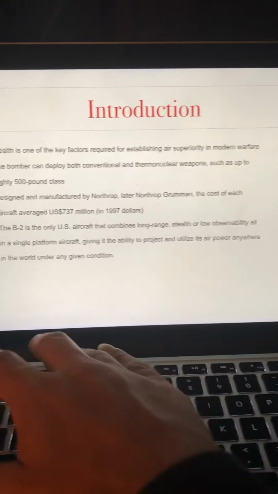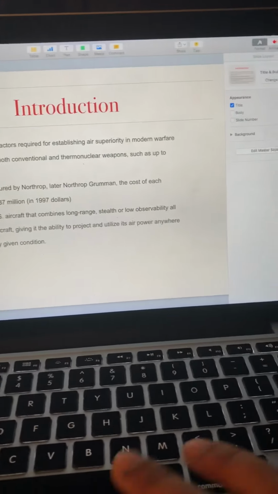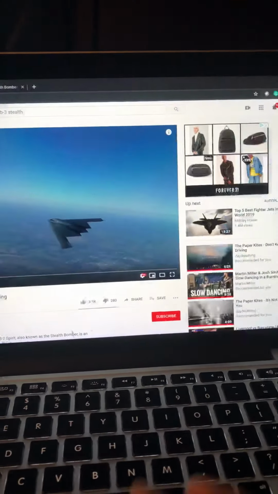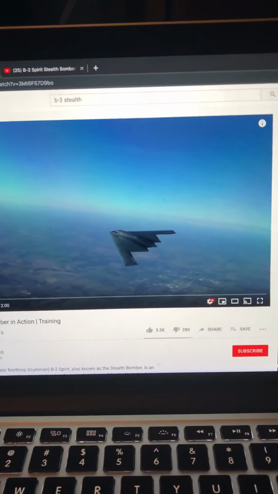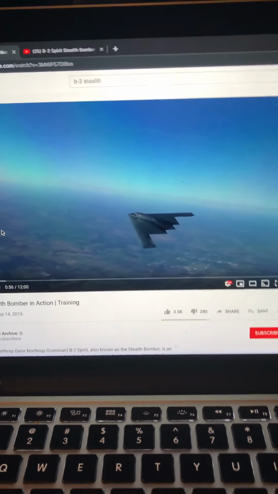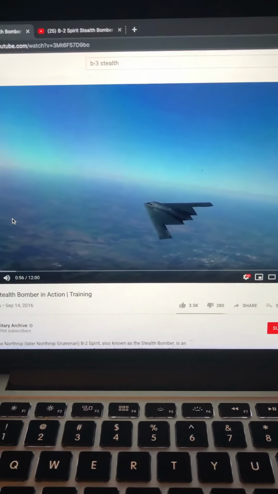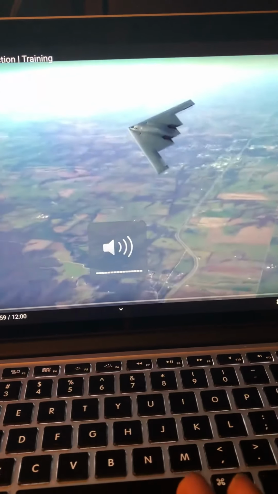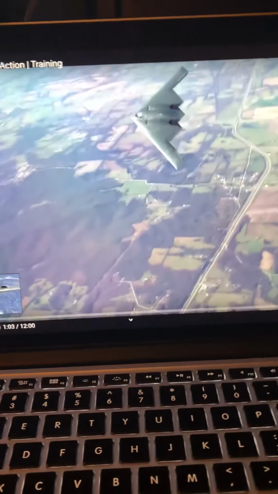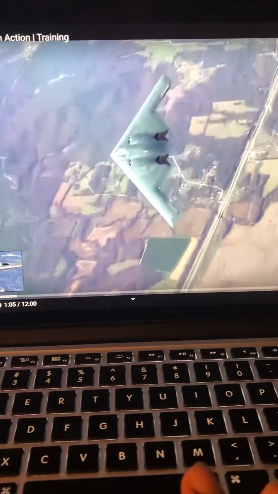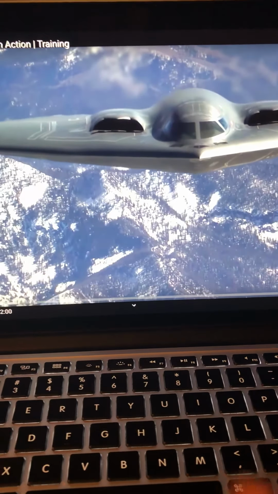Before I get to the talking, I am planning to show a video. If someone has no idea what a B-2 is, it'd be nice to see a video demonstration of how it flies. The sound. This is an HD video of it flying. There we go.